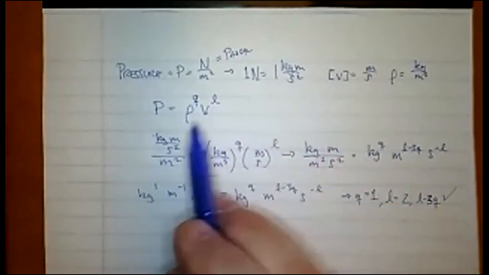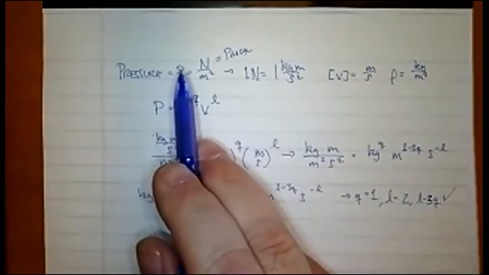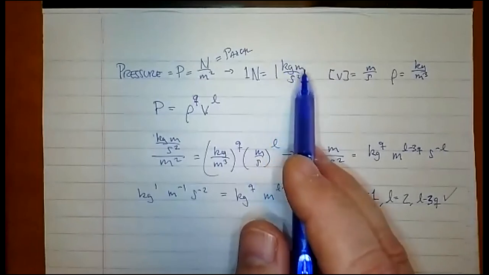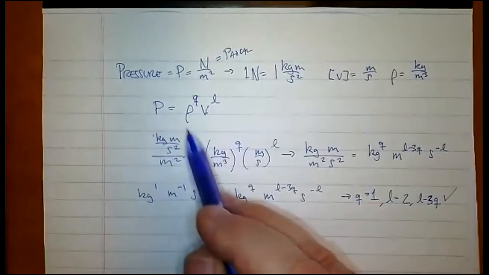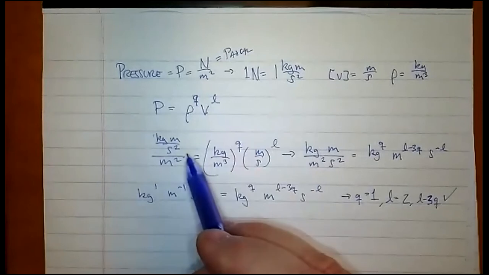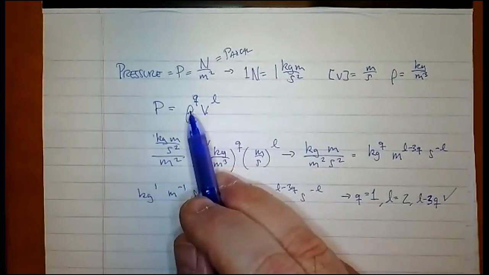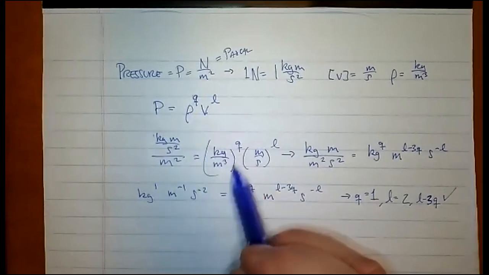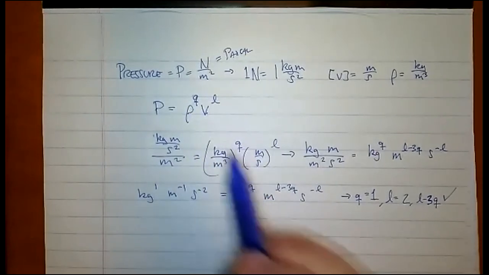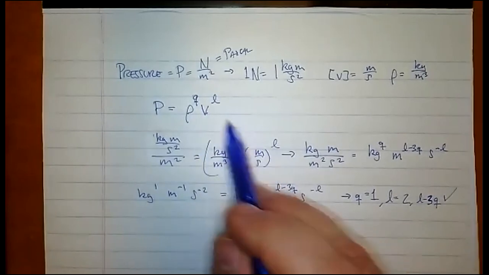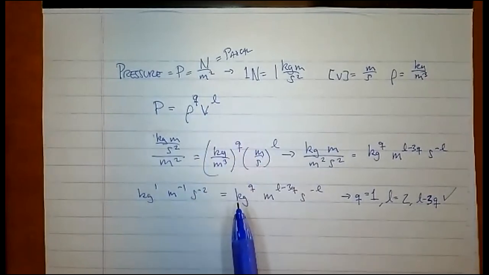Now I just took my units and put them in. What I know is the unit of pressure is newtons per square meter, and I know the Newton is a kilogram meter per second squared. So that's my Newton, and the meter squared on the bottom is this. And then I said, well, the units for density are kilograms per cubic meter. So I put them in parentheses and raise it to the Q power. And then the units for velocity is meters per second. So I put that in parentheses and raise it to the L power.